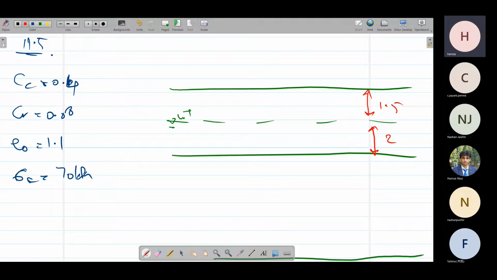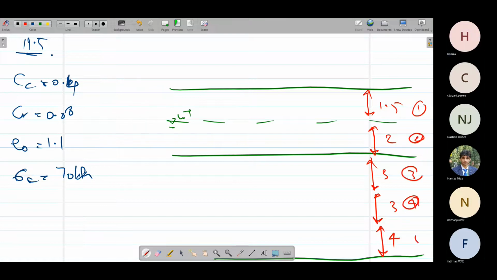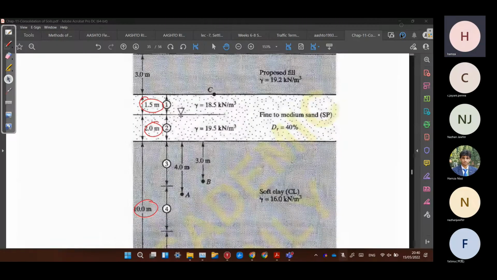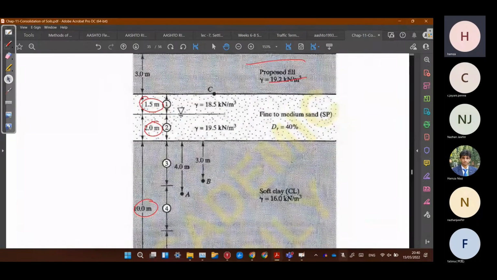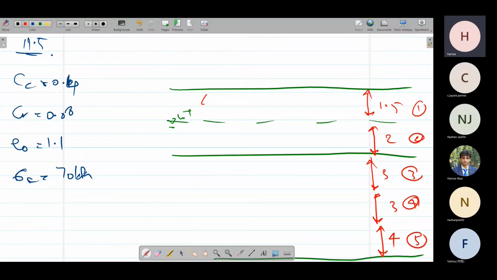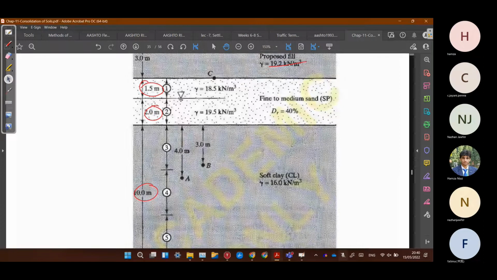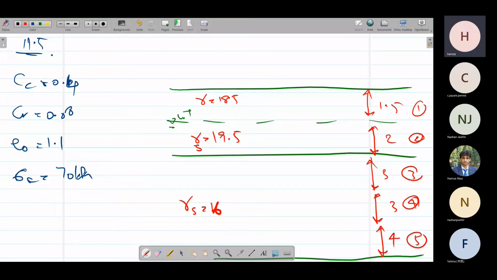If we divide it into 3 parts, we can get the layer heights as 3 meters, 3 meters, 6 meters, and the last one as 4 meters. So we can divide the layers this way. I haven't drawn the fill yet, we'll draw it later on. The gamma of the first layer is 18.5. Now the gamma of the layer in the water table is 19.5, and the gamma submerged for the clay layer is 16. So all these gammas are given.